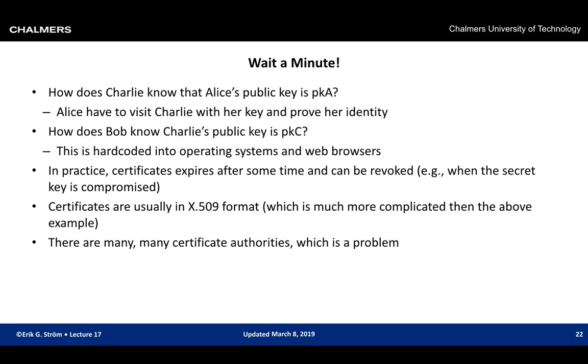Okay, and then these certificates are in a particular format, which is much more complicated than I actually explained here, because there are many different ways you can sign with different algorithms. You can sign signatures and so forth, and there are many of these CAs, which is a problem.